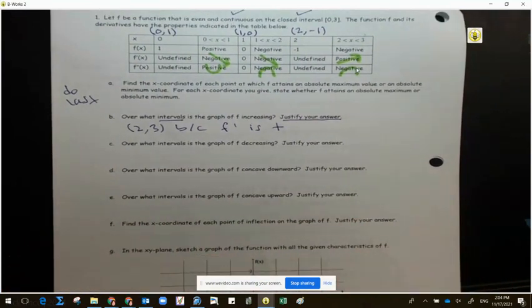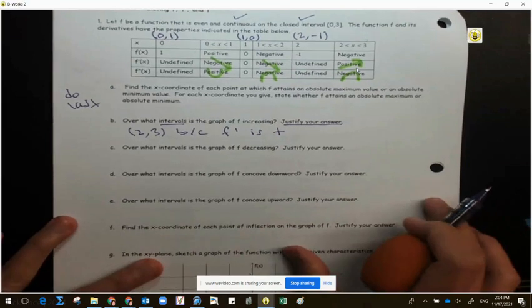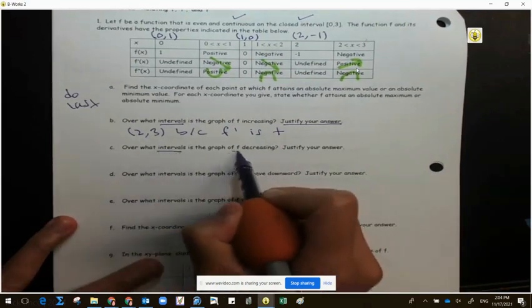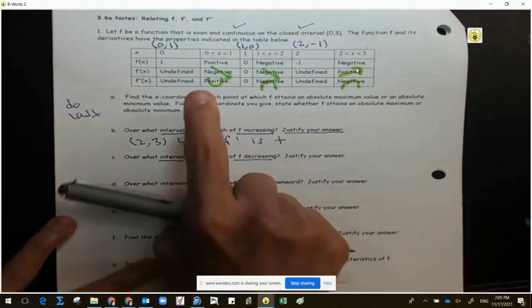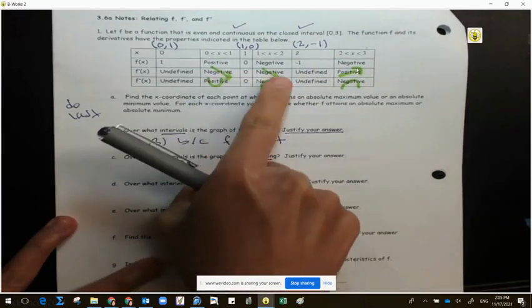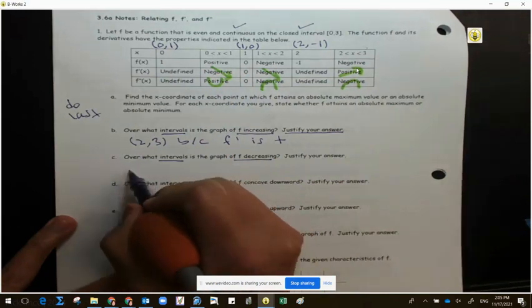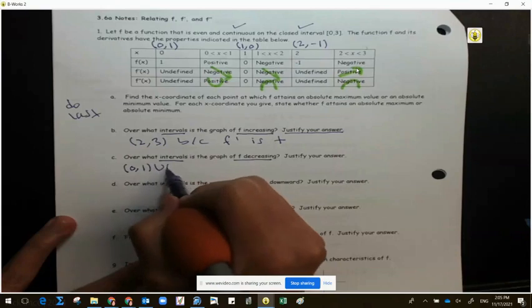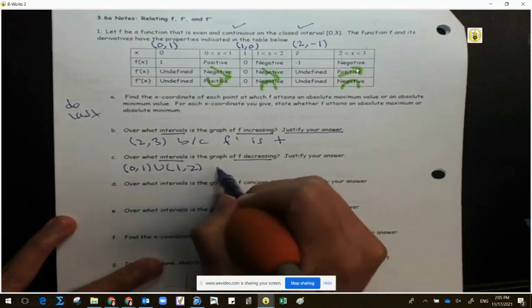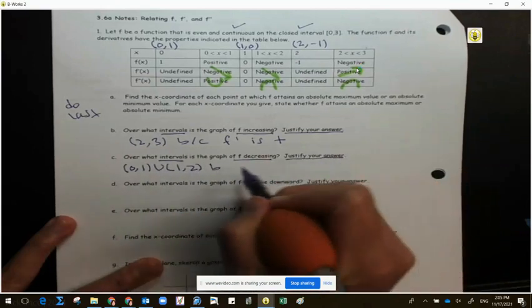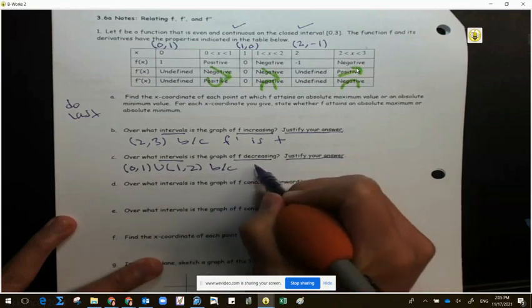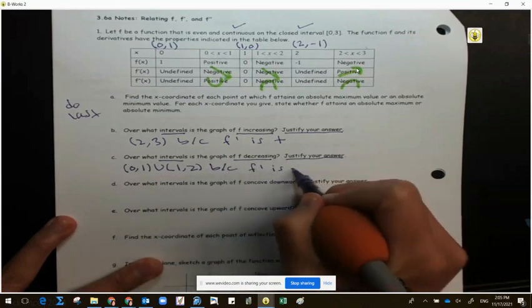Now let's go to part C. Emily, go ahead and read part C. Over what interval is the graph of f decreasing? Justify your answer. What interval is it decreasing? It's decreasing when f prime has what sign? Negative. How many do we have? 2. So we want to list them both with a union. The first one is (0, 1), union, then (1, 2). The justification is because f prime is negative.